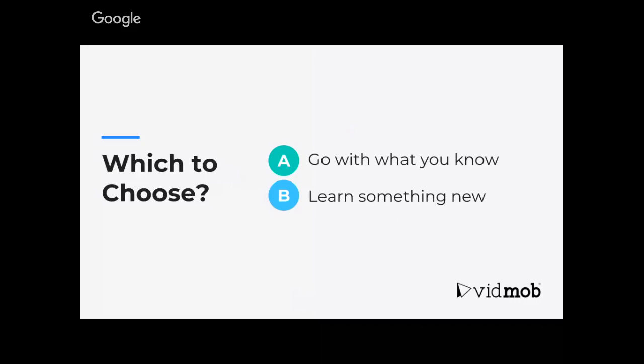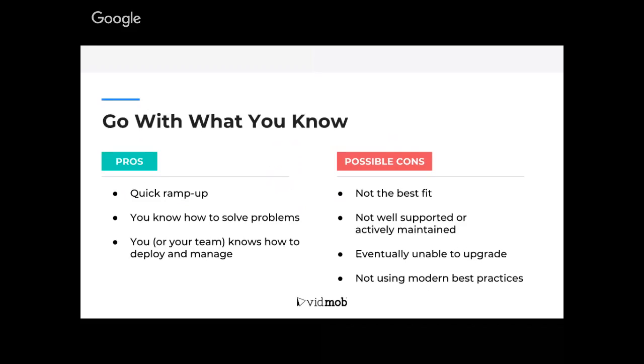I find that this typically boils down to go with what you know or try to learn something new. If you're going with something you know, there's going to be a quick ramp up time. You know how to do things. You know how to start your project. You know how to install the right packages. You know how to code in a certain way that you need to. Then you also know how to solve problems, or you may know how to avoid problems altogether.